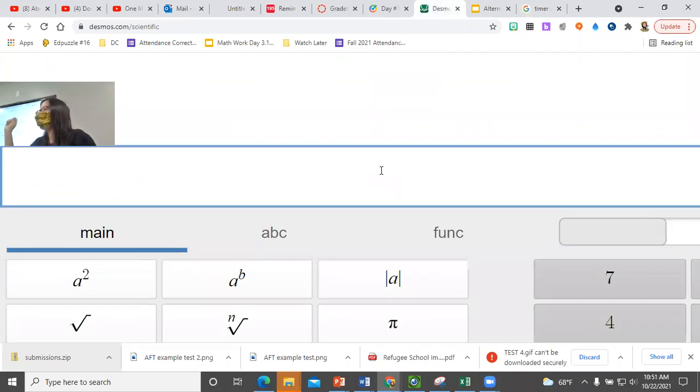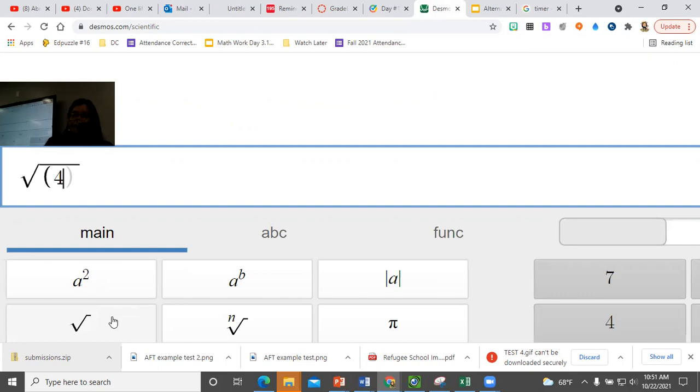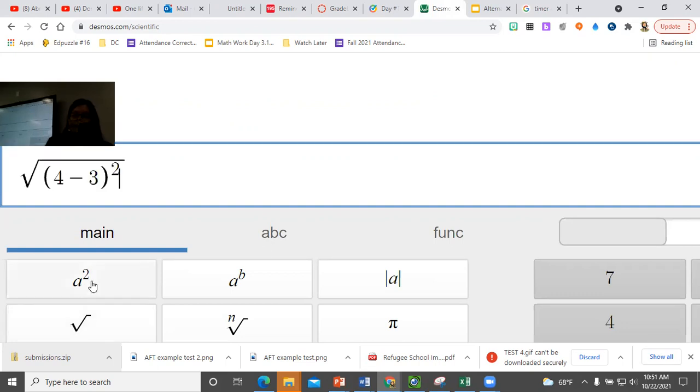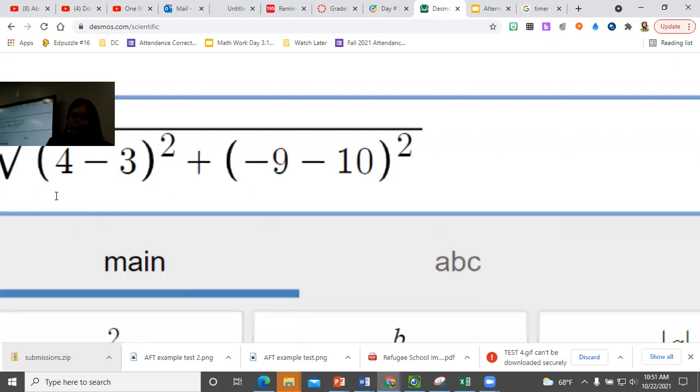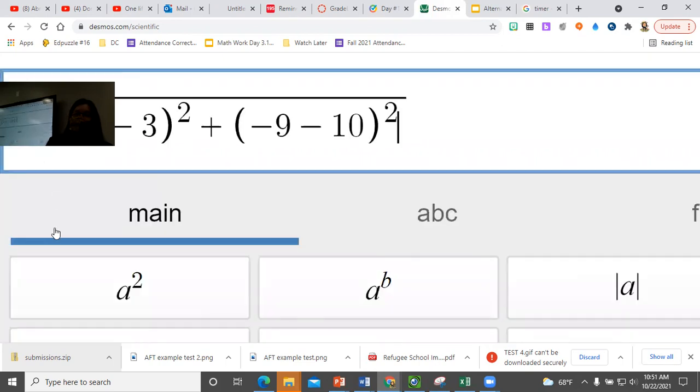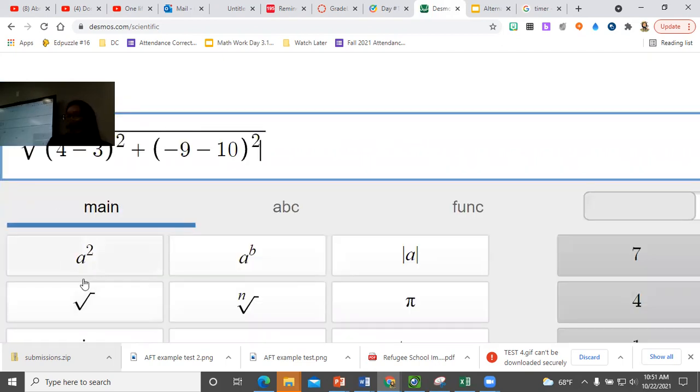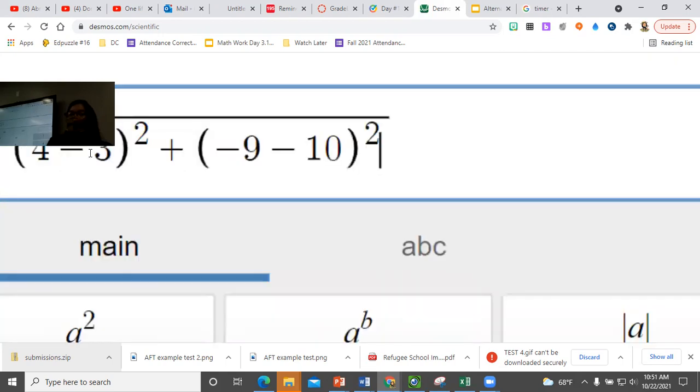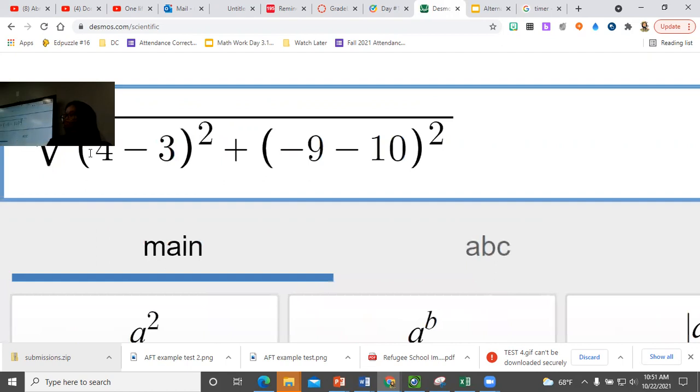Then I'll walk around and give you a pink check once it's at decimals. This is either your laptop or your phone. Square root. Which one? The one with the 4. Parentheses, I'll put on the board 4 minus 3 squared plus parentheses -9 minus 10 squared. And this is what you should get. So look, the square's right here, and then the square root's right under it. So everybody's putting this in their calculator, either on their laptop or their phone.